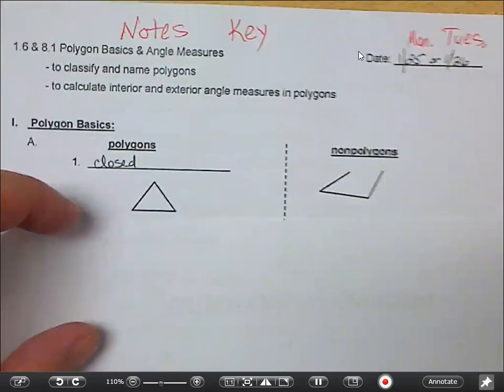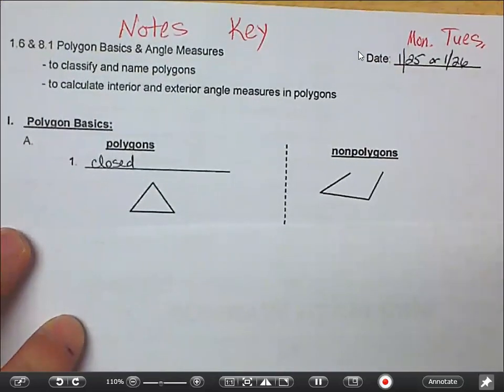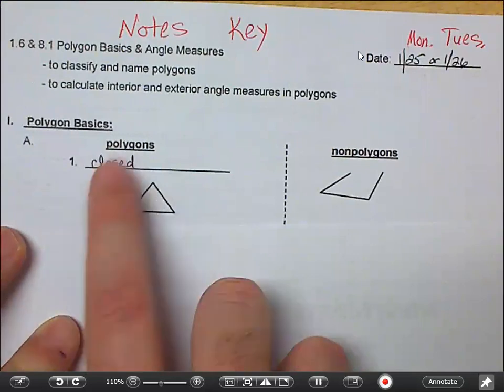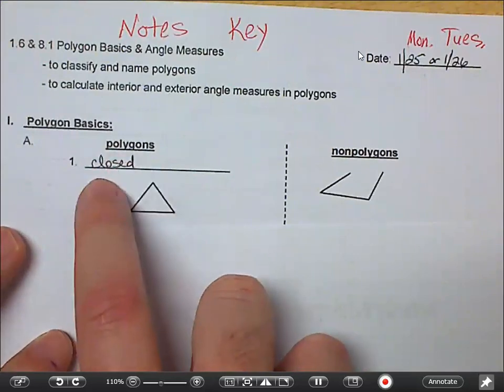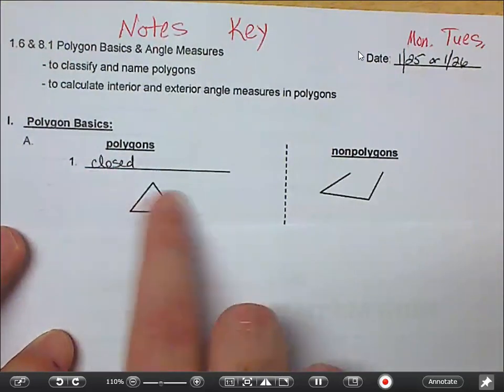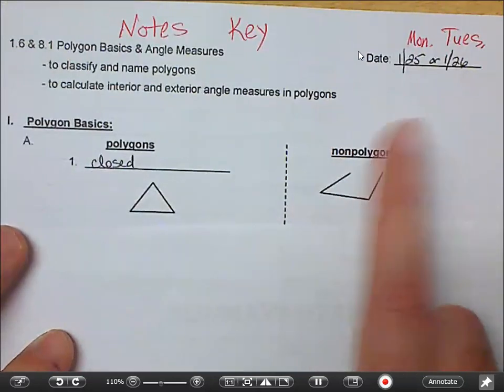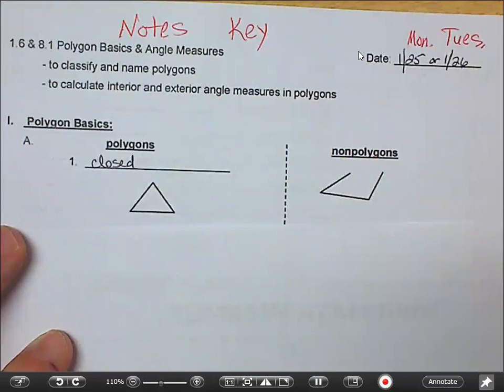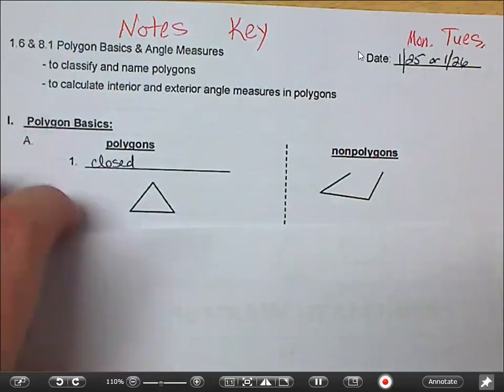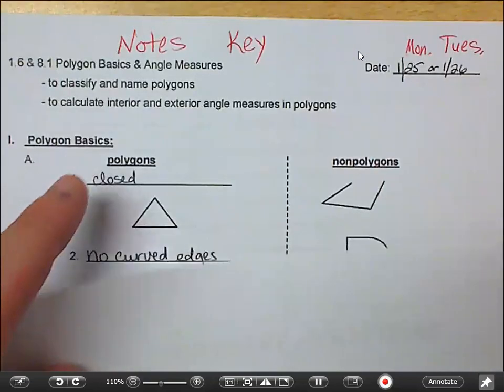Thankfully, we've got an example and a non-example to go with it. So the first thing a polygon has to have is it has to be a closed shape. Notice there's no openings or gaps. If you have any openings at all, you say, nope, that's not a polygon. It's just some broken shape that qualifies as something else. So it has to be a closed shape.